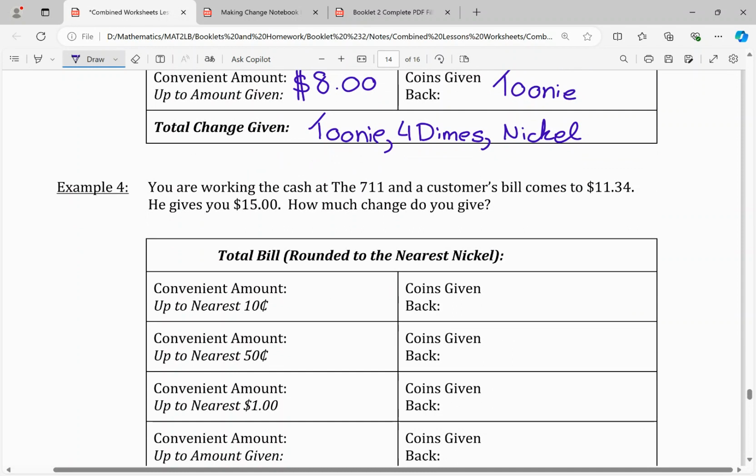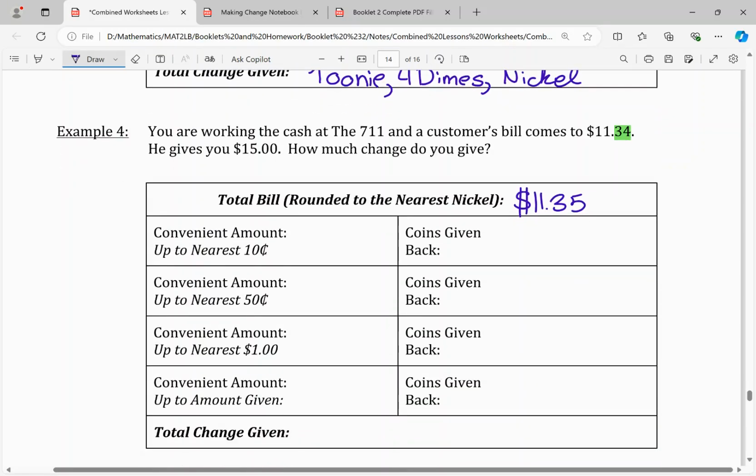Final question. The customer's bill comes to $11.34. He gives you $15. Let's round to the nearest nickel. $11.34 is going to round up to $11.35. We need to use coins to count from $11.35 to $15. So that is going to be, starting with up to the nearest 10 cents, that is going to be $11.40. Going from $11.35 to $11.40 costs us a nickel.